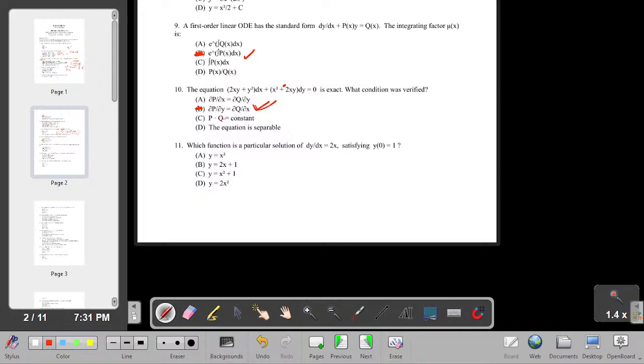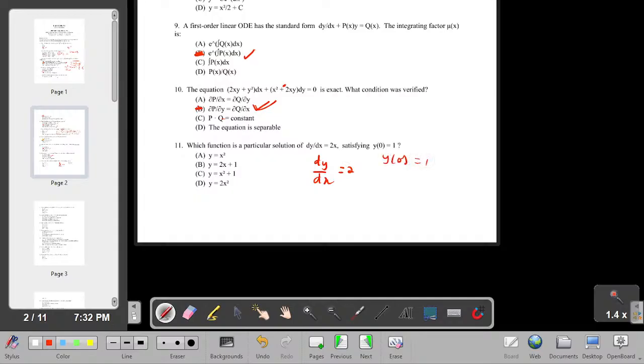Let's go to number 11. Which function is a particular solution of dy over dx equals 2x, satisfying y of 0 equals 1? Now, this is the differential equation, right? So dy over dx is equal to 2x, and it is satisfying what? y of 0 is equal to 1.